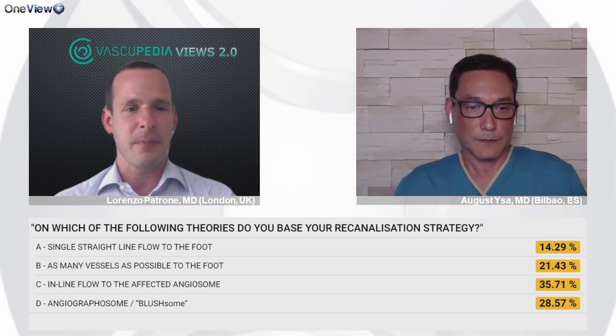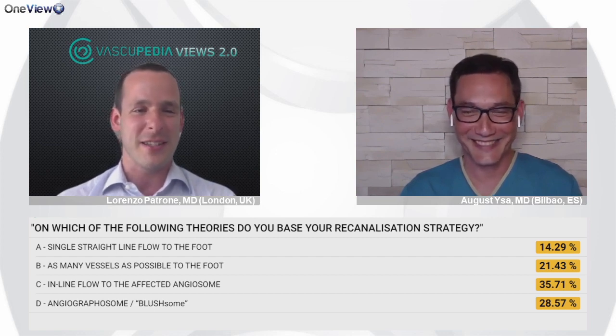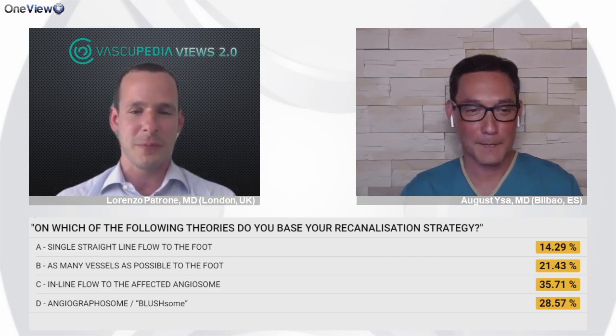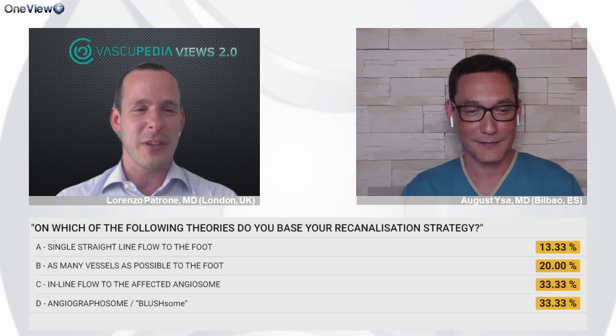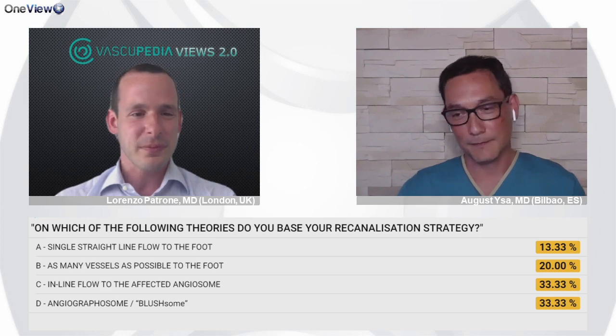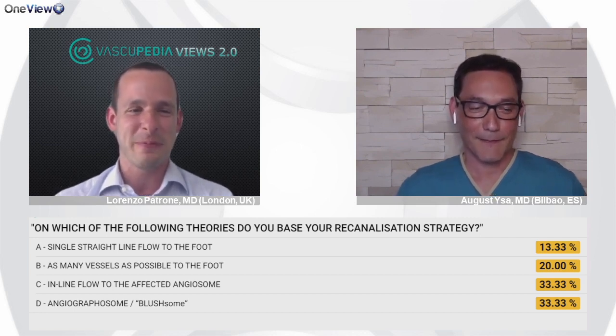The third poll is about which of the following theories you base your recanalization strategy on. And it shows a very different pattern of answers. Some people, a minority, say single straight line flow to the foot. Then after that comes as many vessels as possible to the foot, which is a very enthusiastic and young probably answer. Then, together with this, there's in-line flow to the affected angiosome, angiographosome, blushosome, or what I call the woundosome. So I think it's nice to comment on that. What would you say? What's your approach?